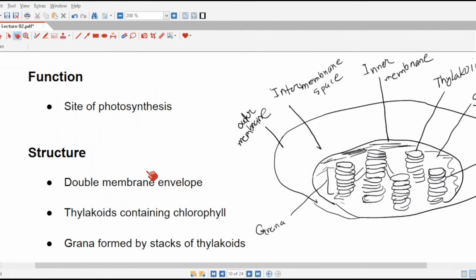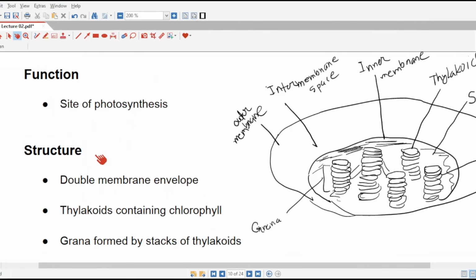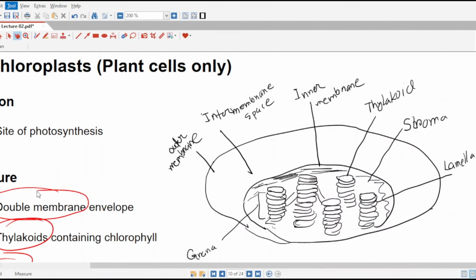So the structure, if we see, then the double membrane will be present, and there will be thylakoids and grana. So the keywords are double membrane and thylakoids and grana. In this diagram, let's find out the structures. The outer membrane we see here, and this is the inner membrane. Between these two membranes, one is intermembrane space. This is actually matrix, and matrix is sometimes called stroma.